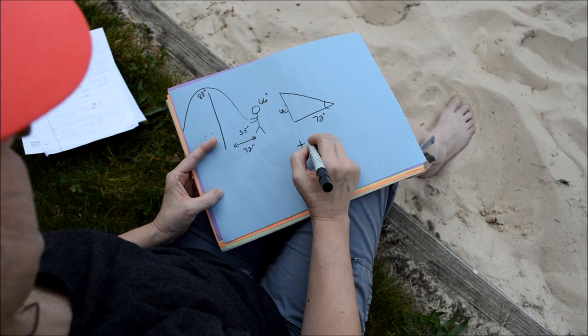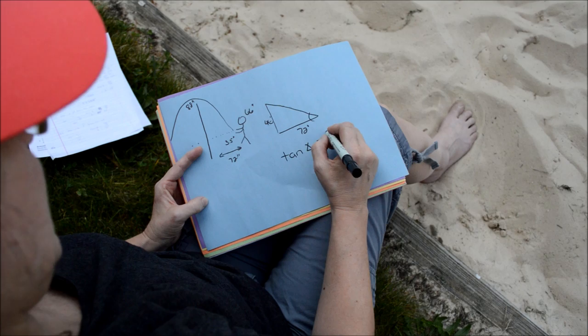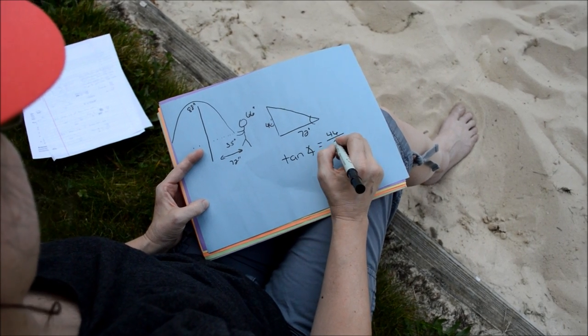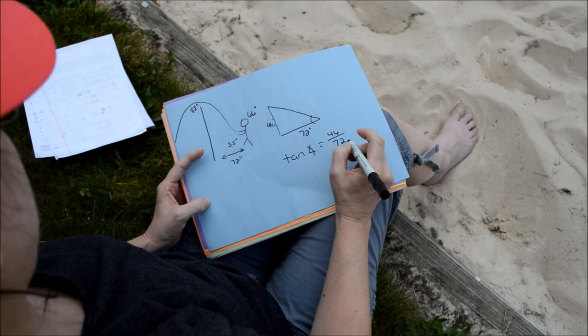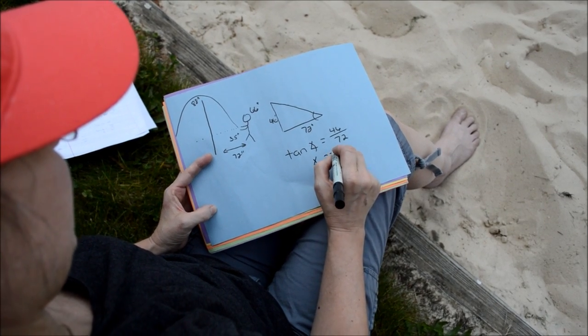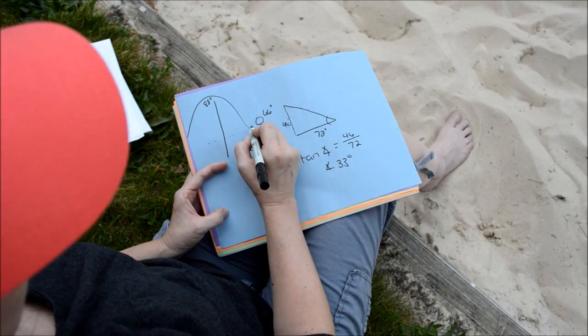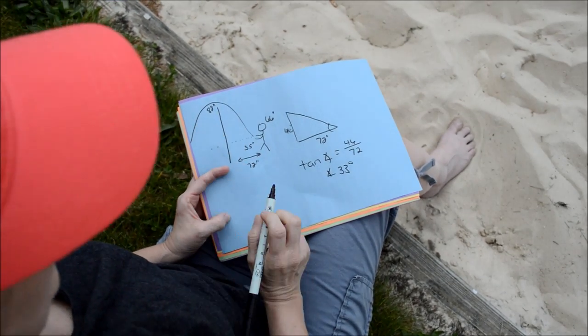So our math problem is going to be finding the tangent of our angle, which is equal to the opposite side, which is 46, over our adjacent side, which is 42. And this makes the angle 33 degrees. So if she's standing 6 feet away from the net, she needs to hit at a 33 degree angle to get it to go up and over.